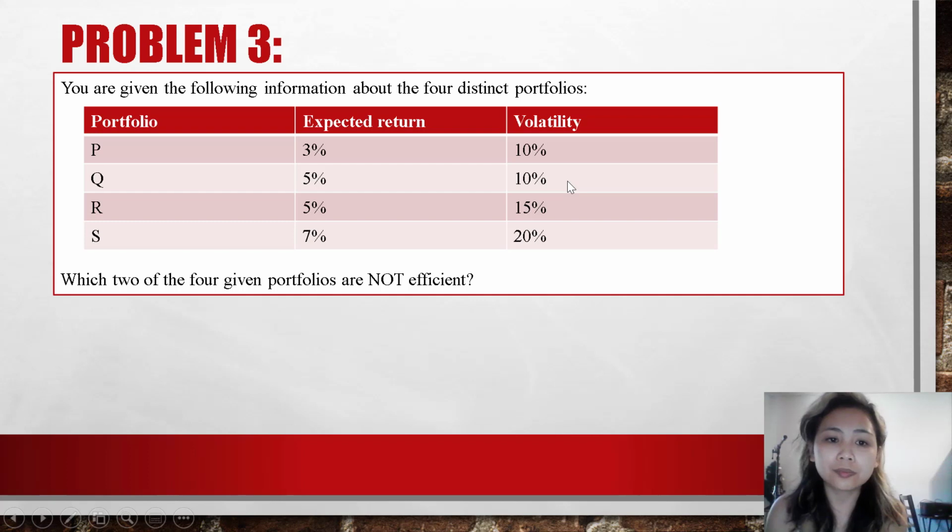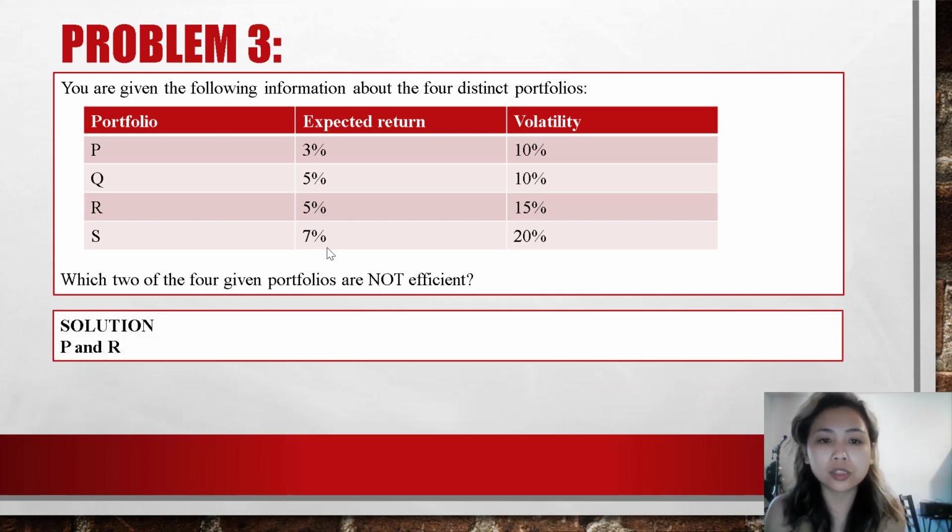We cannot compare S with any of these because S has higher expected return but also higher risk. There's no way to compare S with the other three portfolios. So Q and S are efficient, and P and R are inefficient. The solution is P and R, the portfolios that are not efficient.